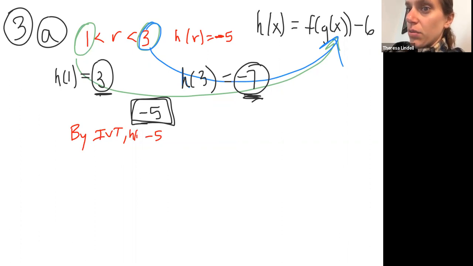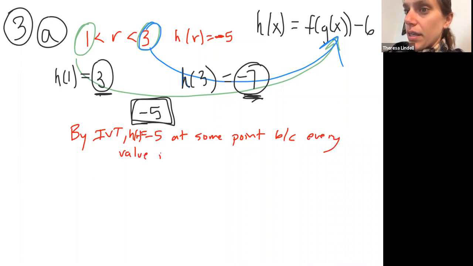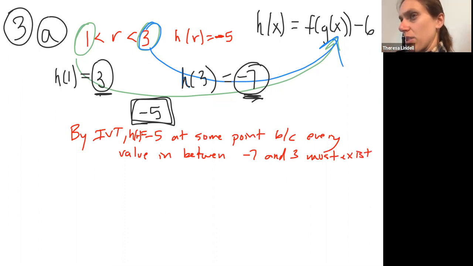So basically to explain this, you could just say something like, by the IVT, h of r equals -5 at some point, because every value in between -7 and 3 must exist. So that makes sense why it was so important to plug those things in. Yeah. And now we're on to what's next.